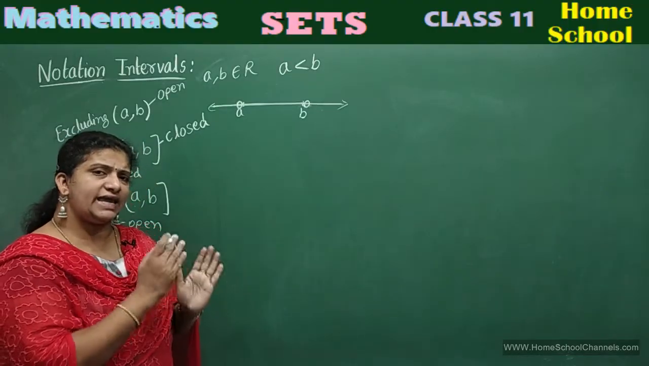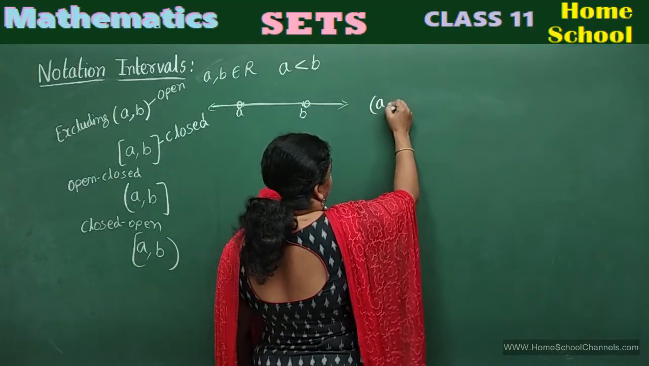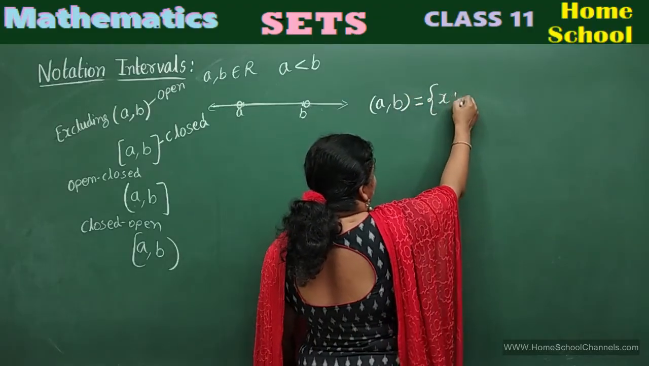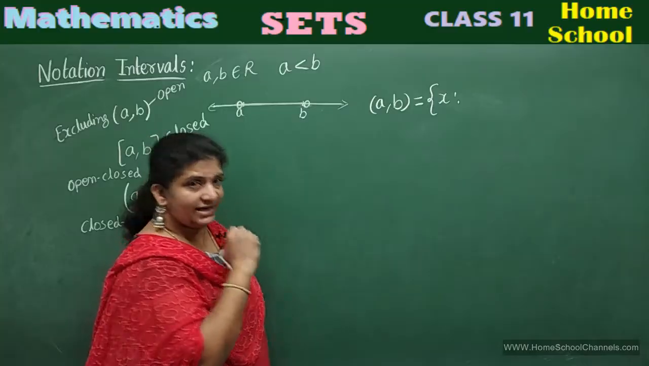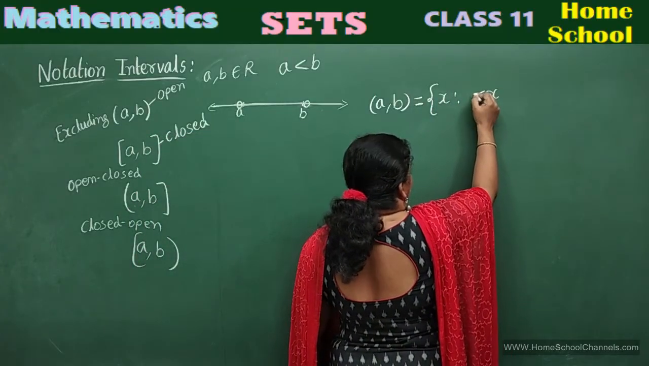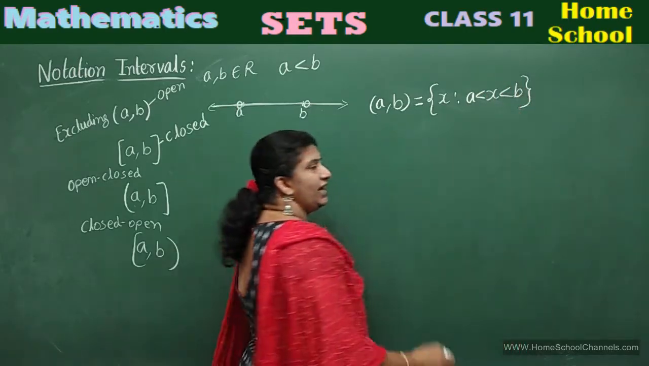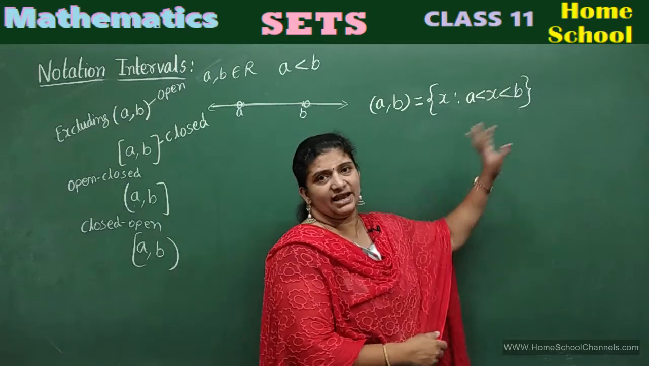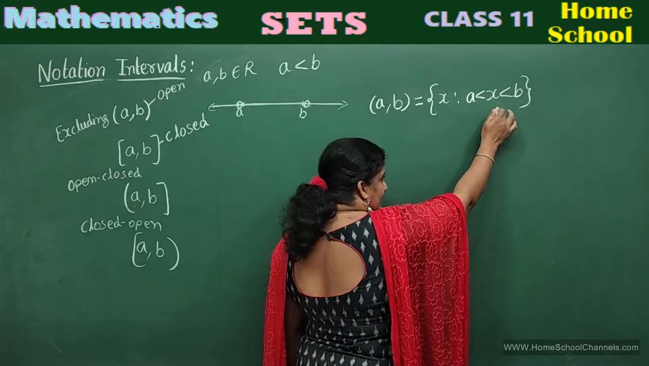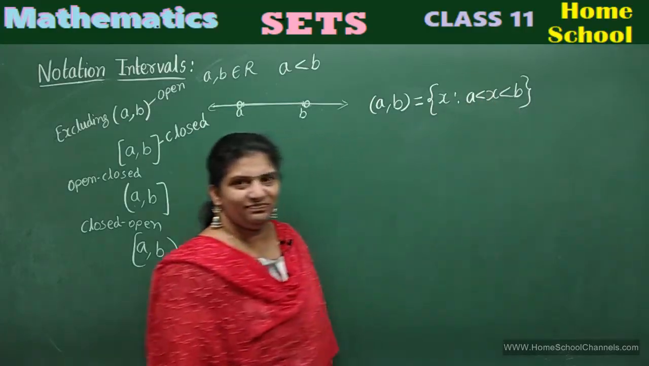How can we write the same interval in set builder form? Look here, (A, B) is equal to {X such that}, I am talking about X. What is X? It is greater than A and less than B. Don't be confused with the same less than symbol, I am talking about X here. X is greater than A and less than B.